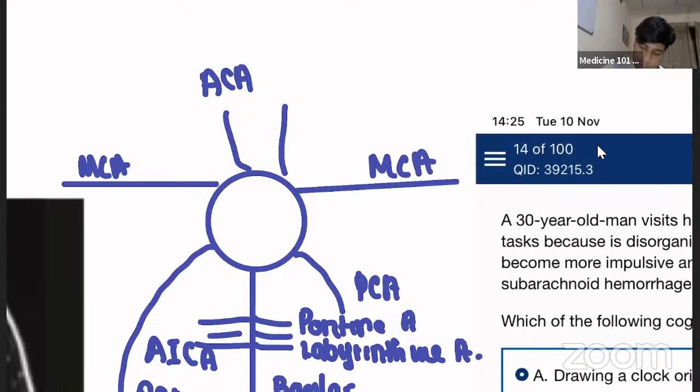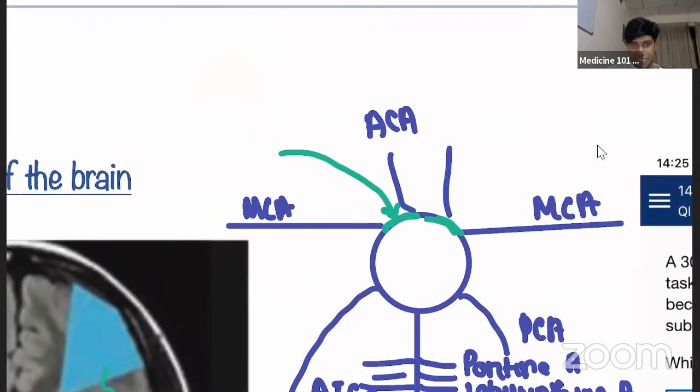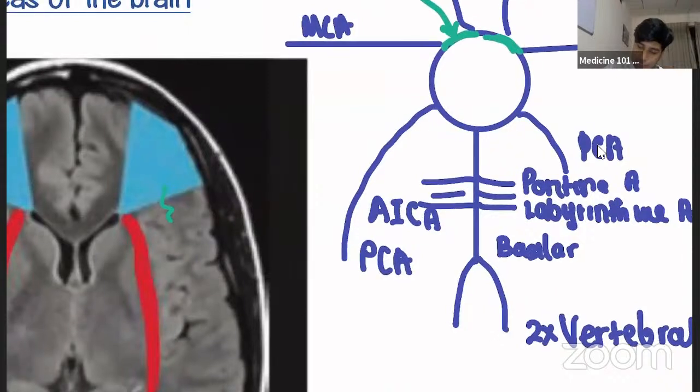Can someone tell me what this artery is called? Does anyone know that? It has the word communicating. Anterior communicating artery. So what is the name of this one then? Posterior communicating. Posterior communicating artery. Okay.